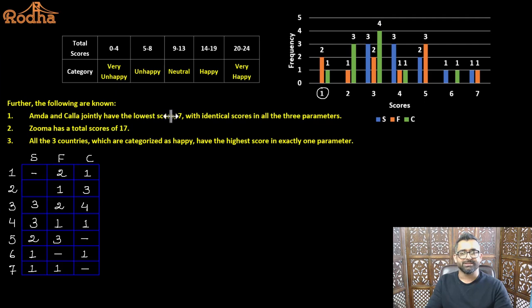jointly have the lowest score, which is 7. Okay, so A and C, they have 7 score. The total score for them is 7. What else? With identical score in all the 3 parameters, S, F, and C. So we'll try to make 7 by using these frequencies. Let's understand how we do it.